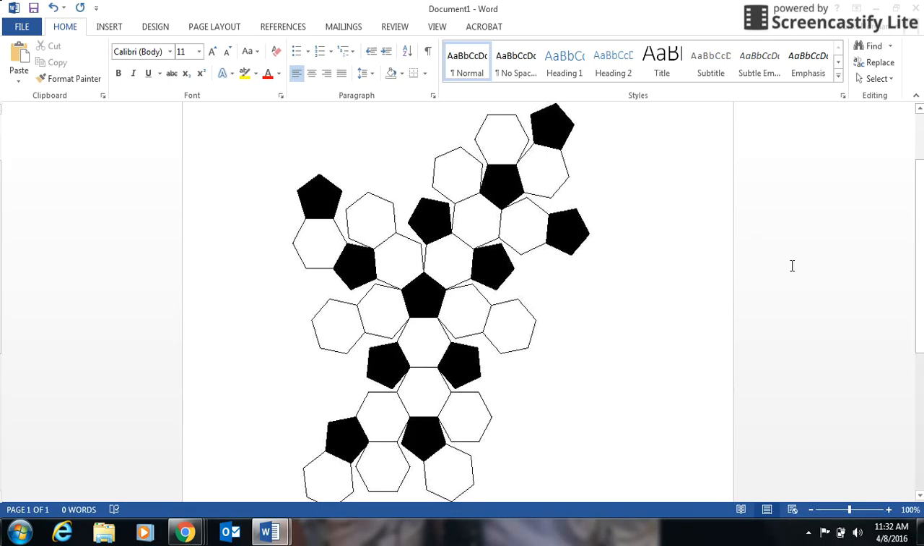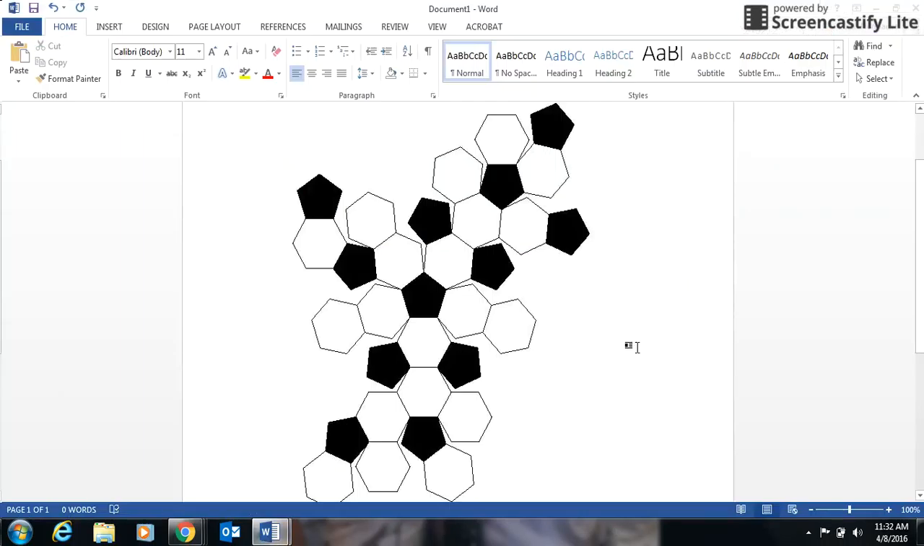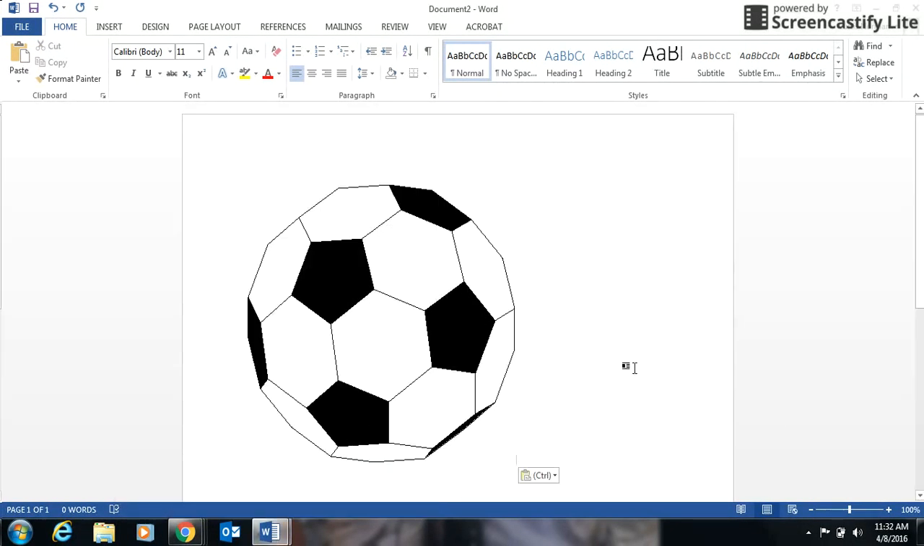Well, what's our lesson? If we go back here, remember our lesson we said was creating objects from nets. So guess what? This right here is a net. What is it a net of? Well, if we were to cut it out and fold it up and tape it up, and in this case, blow it up with air, it would actually form a soccer ball. So believe it or not, an everyday object, when you guys play with a lot at recess, is a great example of a net turning into a not everyday object that we use.